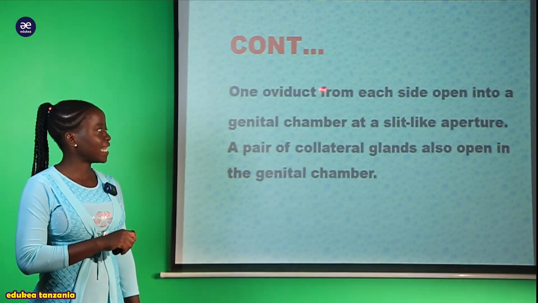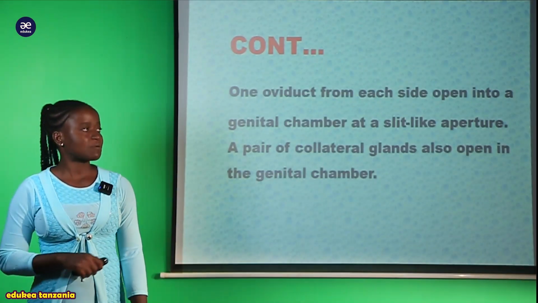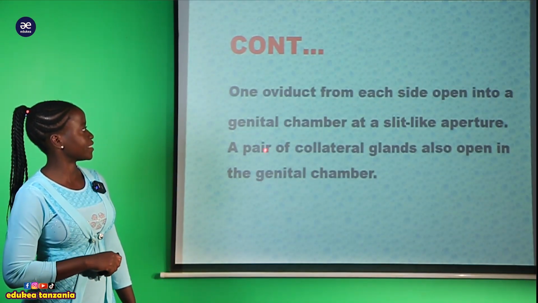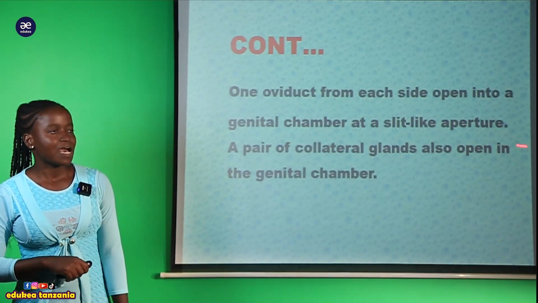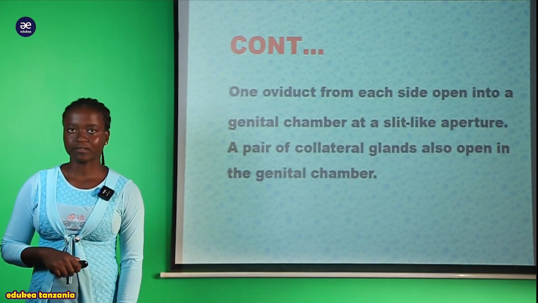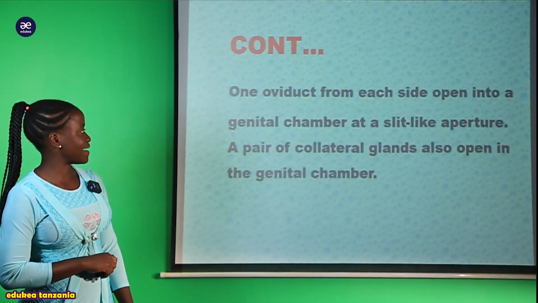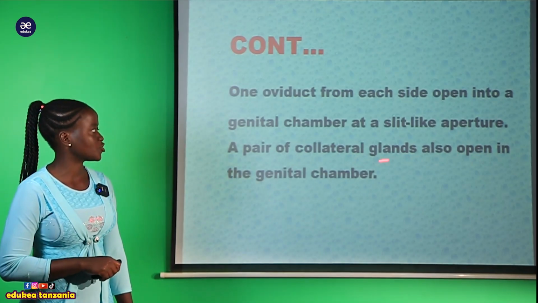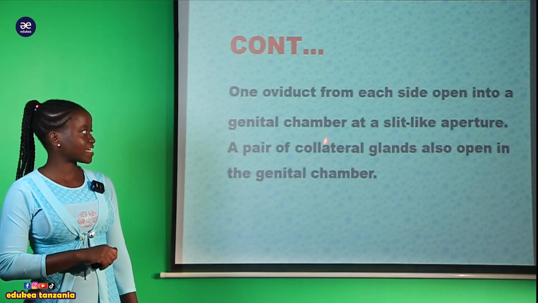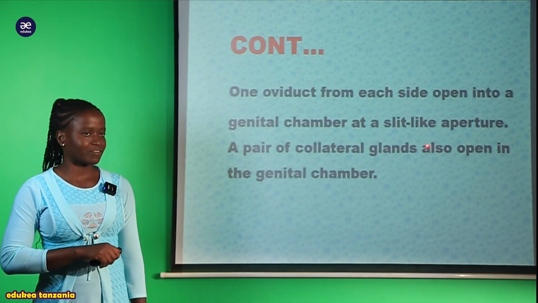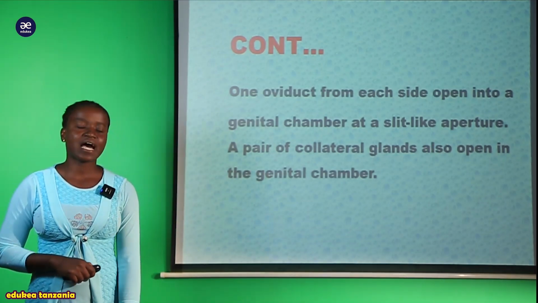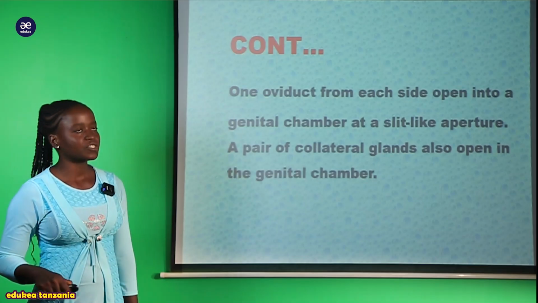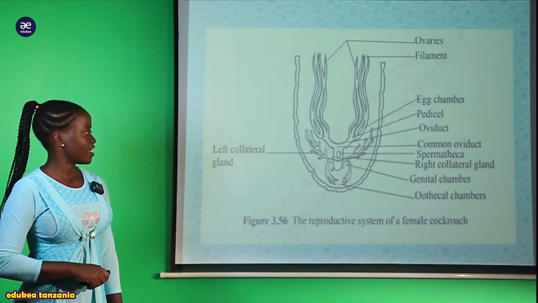So, kwenye kila oviduct moja tunasema kwamba kunakuwa na opening katika genital chamber ambayo inakuwa ni aperture. So pia tunasema kwamba a pair of collateral glands also open in the genital chamber. Kwa hiyo sasa oviduct together with this pair of collateral gland, all of them are open on the genital chamber, as you can see here in the diagram.